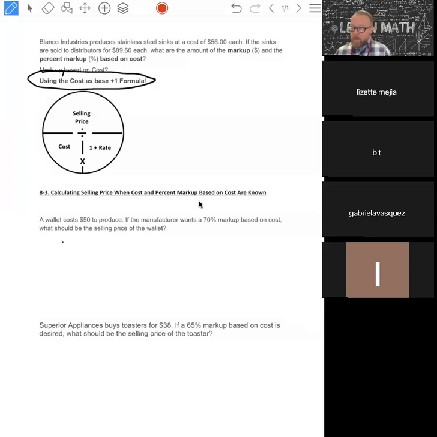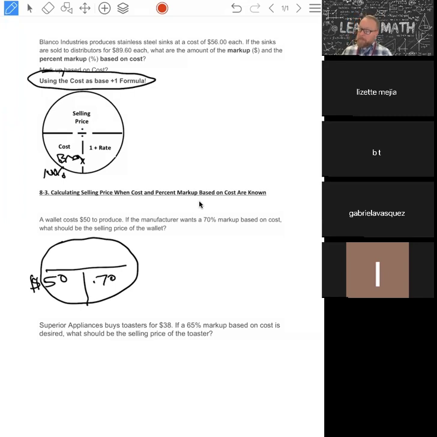So again, a wallet costs $50. The cost, or base, is here. We also call that 100%. So we're going to do $50. That's the cost, and the manufacturer wants a 70% markup. So what should the selling price of the wallet be? We're trying to find this factor right here, the selling price. We know the rate, we know the cost, we just don't know the selling price, and we don't know the markup amount.